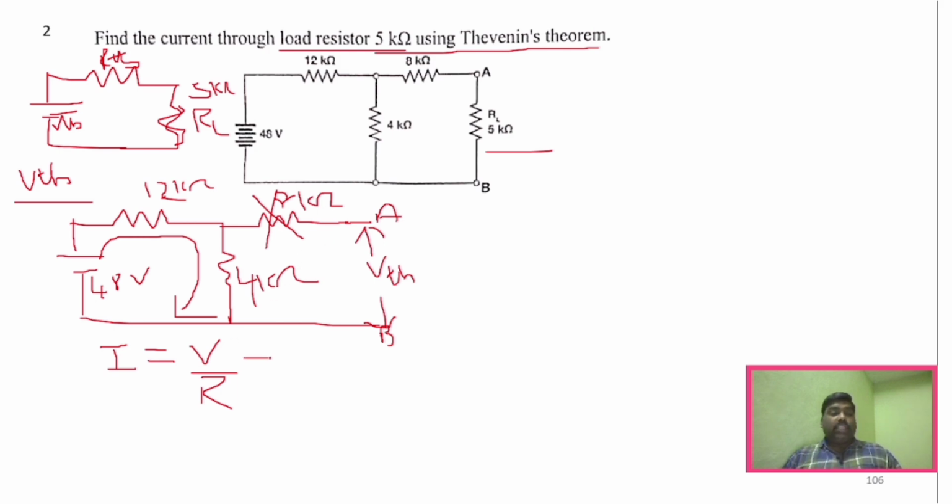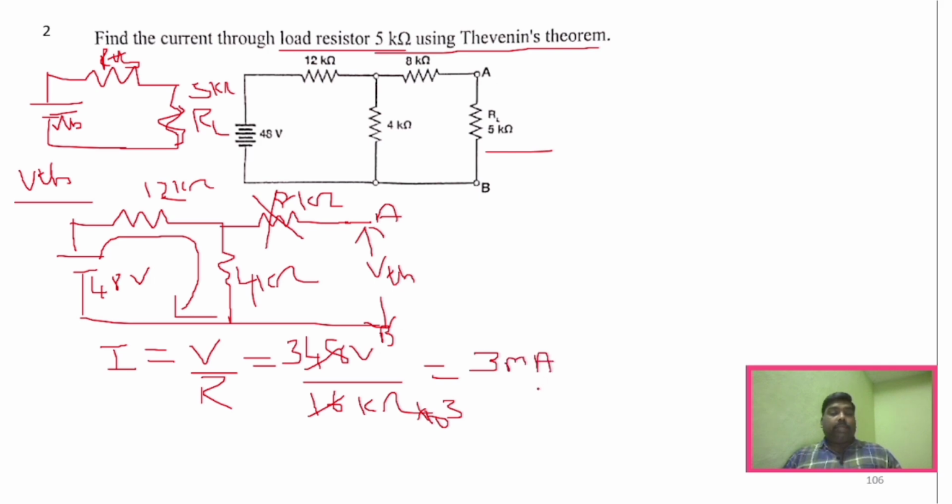So now what does it mean? The source is 48 volts, and the resistance value is 12 plus 4, which is 16. Both are kilo ohms, so you have 16 kilo ohm. So the current will be 3, and since it is kilo ohm here, it will be 10 to the power of 3 in the denominator, so the current will be 3 milliamp, correct?